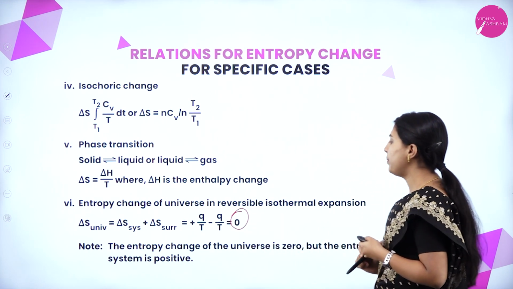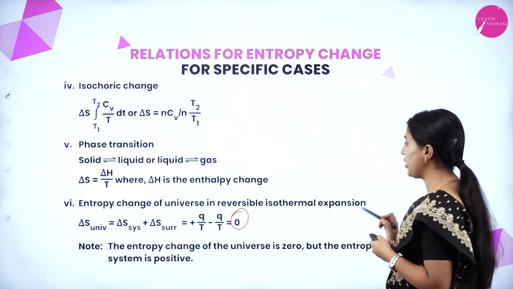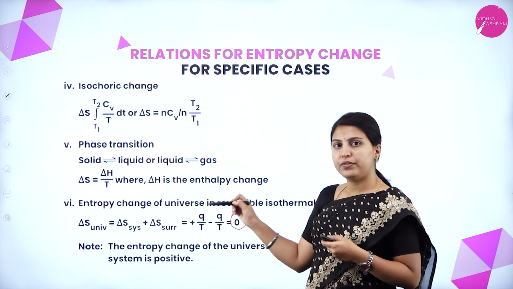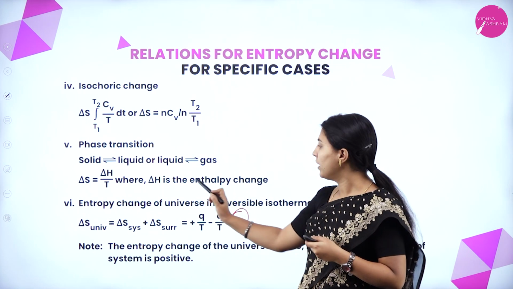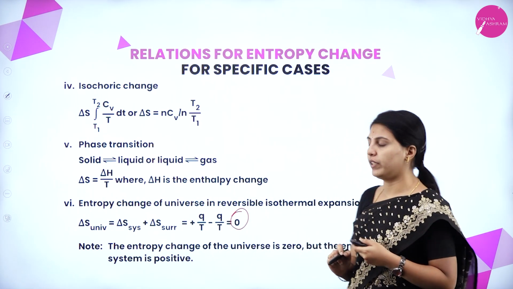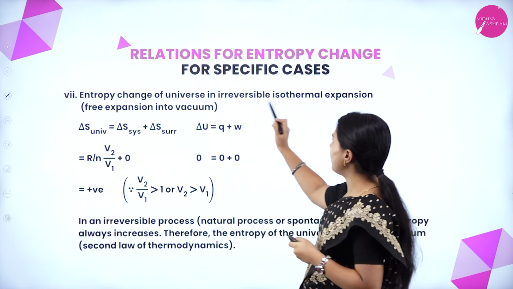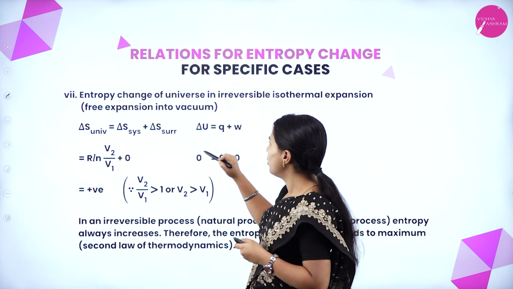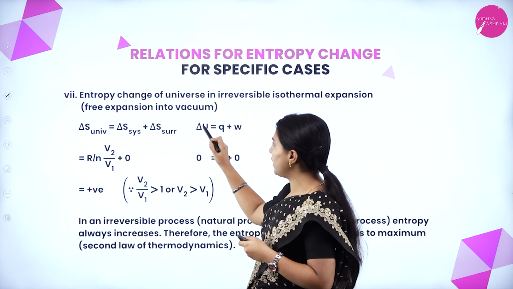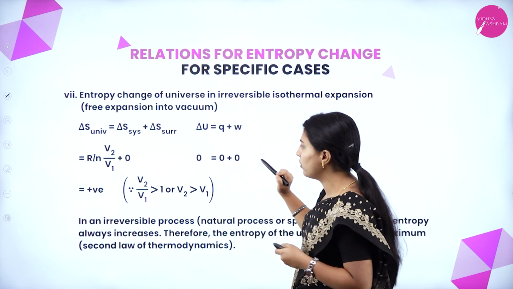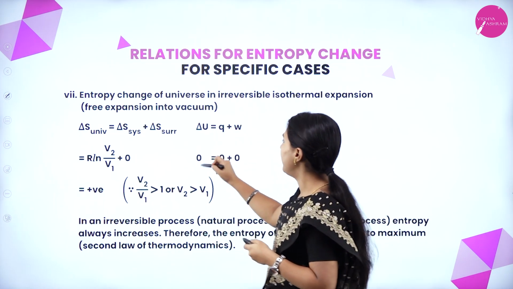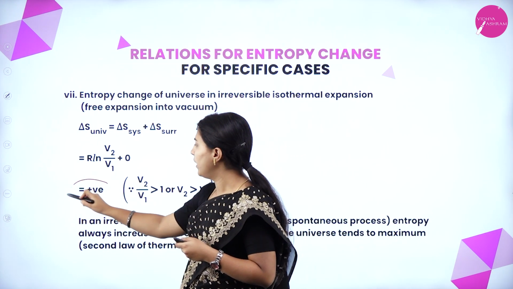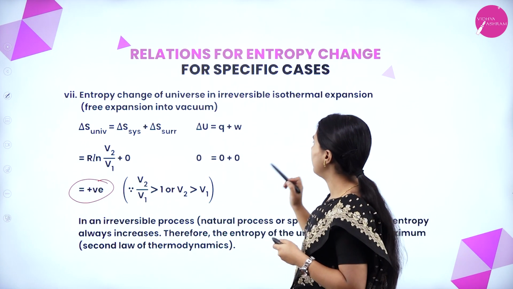Note, the entropy change of the universe is 0, but the entropy change of system is positive. Overall, entropy of universe is 0, yes, but in the system it is positive always. Entropy change of universe in irreversible isothermal expansion, what will happen? Free expansion into vacuum. So, you have to use delta U equal to Q plus W. What will happen? V2 by V1, here delta U is also 0, Q is also 0, work done is also 0. So, it will be positive in the universe.